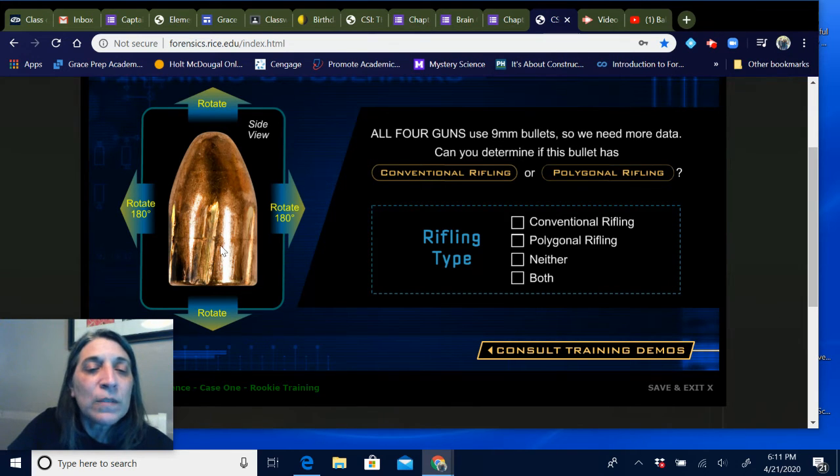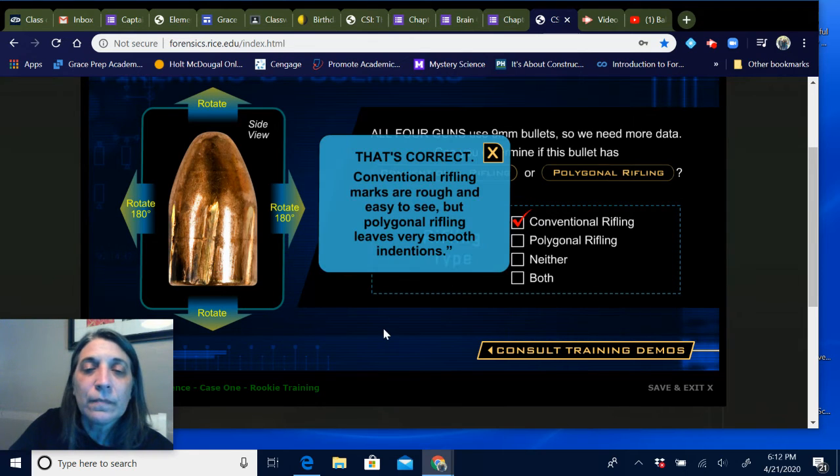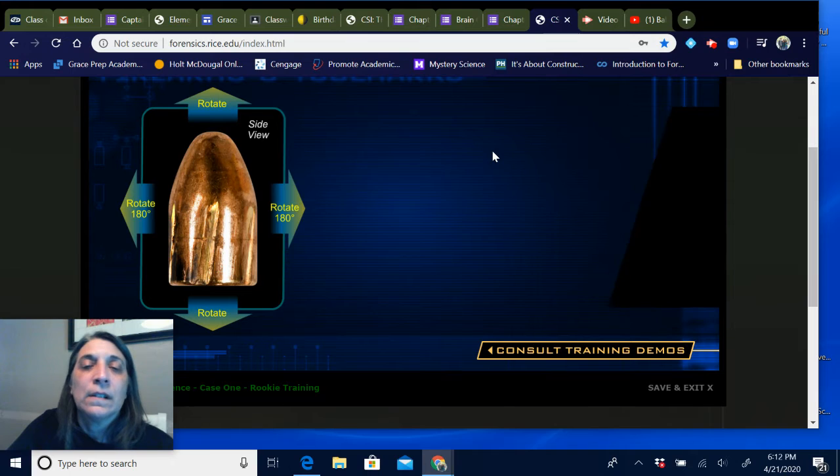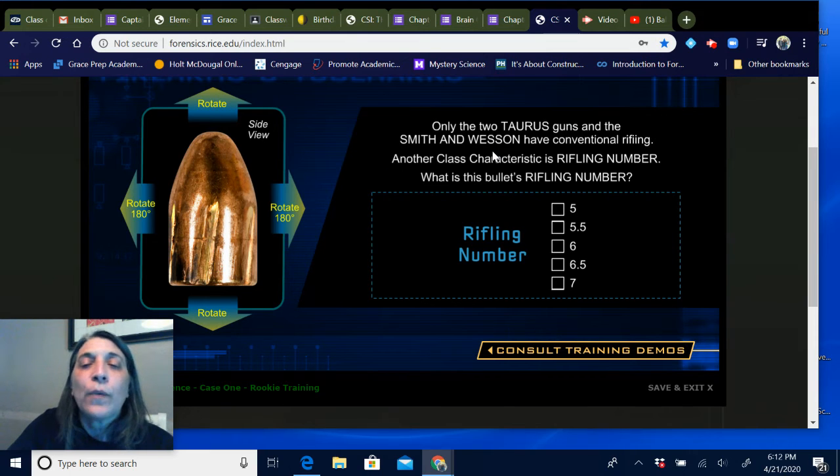Okay, on this one you can see the scratches, so I know that this one is conventional. That is correct. Only the 2 Taurus guns and the Smith & Wesson have conventional rifling, so we can eliminate the other one. Now we want to count the rifling.